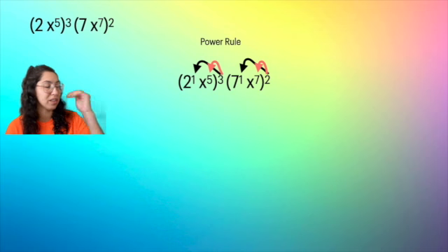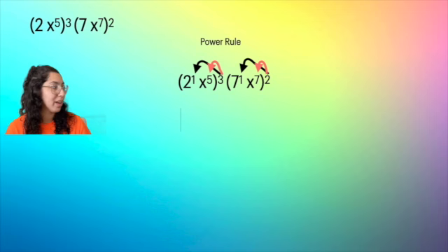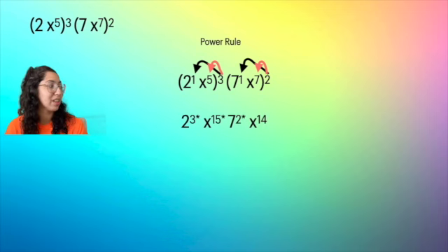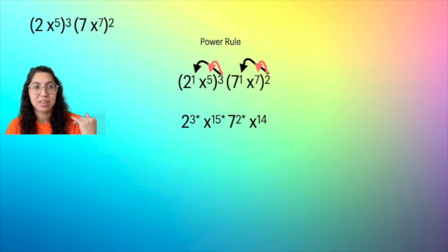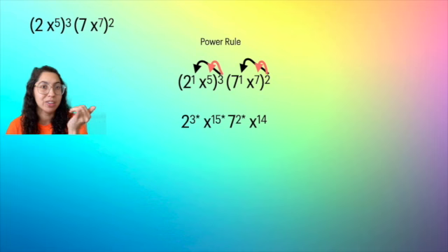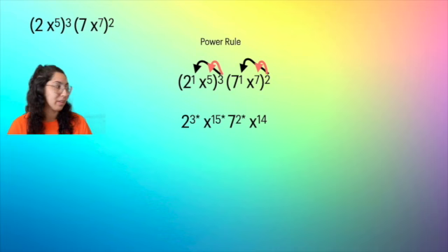So we're gonna go ahead and power rule this. So that 3 is gonna distribute to the 5 and the 1. The 2 is gonna distribute to the 7 and the 1. We're going to end up with 2 to the 3rd, x to the 15th, 7 to the 2nd, and x to the 14th. Notice I got rid of the parentheses because I got rid of those exponents, and between the two parentheses, they were connected by multiplication since there is no sign. If there was an addition or a minus sign, then I would have to combine like terms, but they were just multiplication, so I can drop the parentheses.